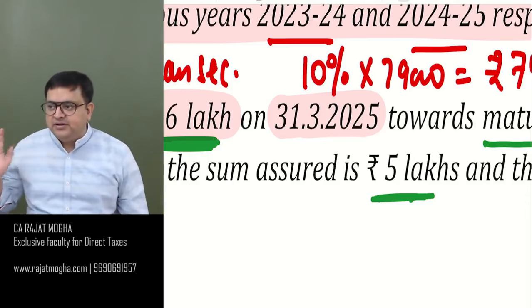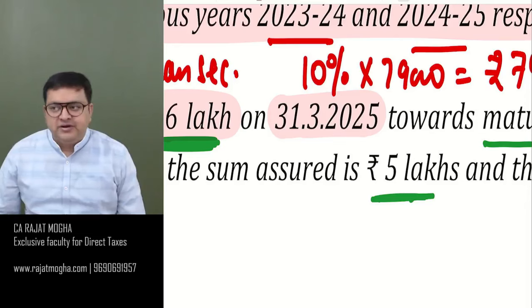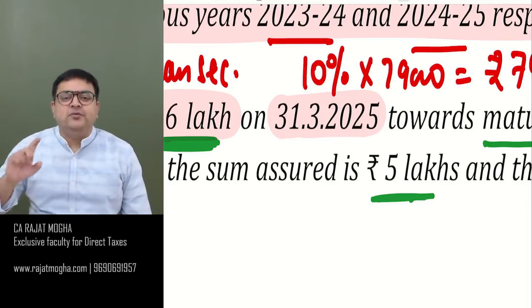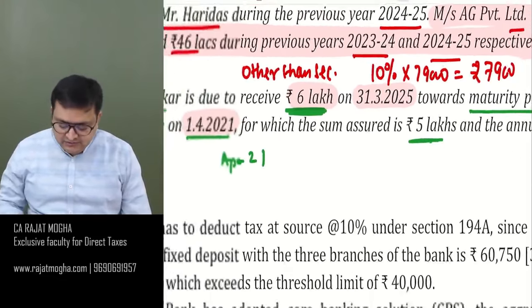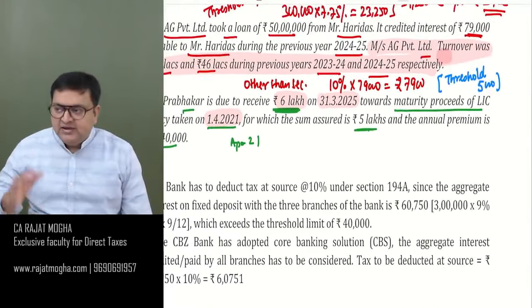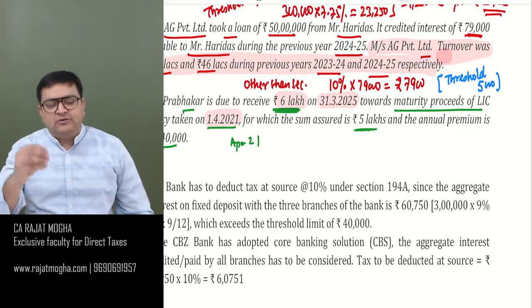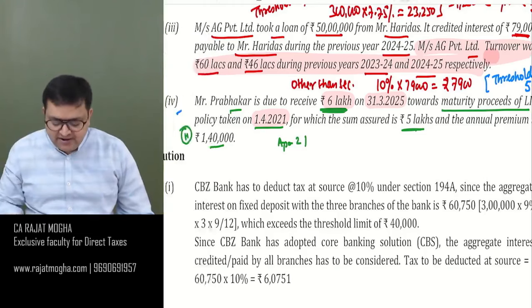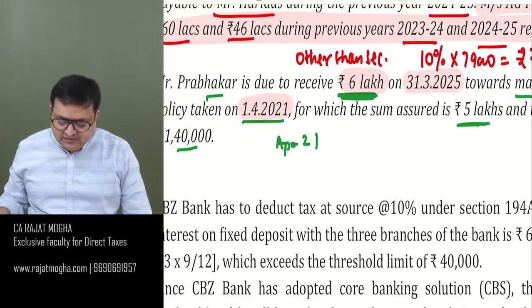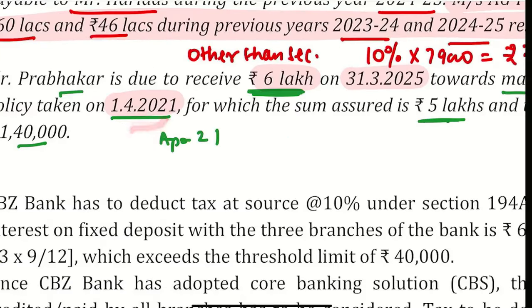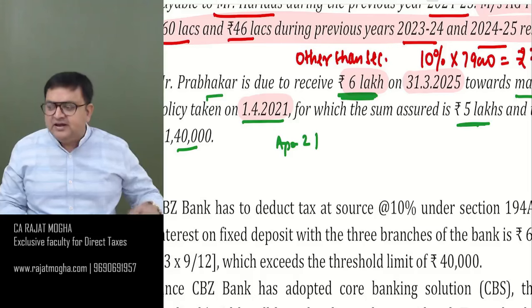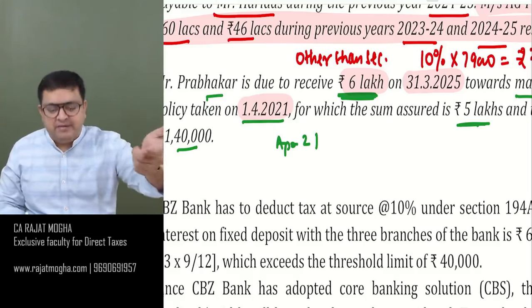Very good, Deepa, Aditya, Shagna. 2%. 2% on what? Income component. Agree? So what is the income component? He is receiving 6 lakh. Now see how much premium he might have paid. He started this policy in April 21. See how much premium he is paying every year.